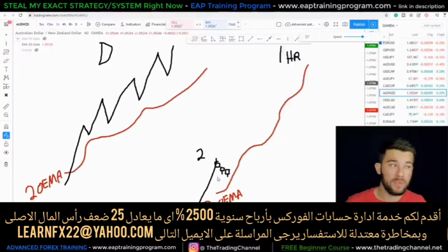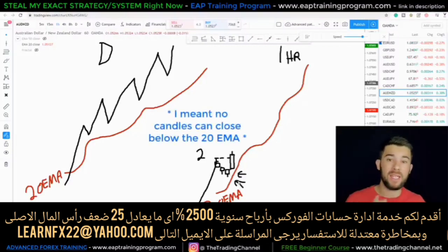And I need these 2 candles not to touch the 20 EMA. At this point, as long as every candle stays above the 20 EMA, what I'm doing in the entry of this strategy is at the high of the swing high. So at this point, I'm waiting for a candle to come up and break that swing high. Again, none of the candles can touch the 20 EMA. If any candle touches the 20 EMA, it invalidates the trade.